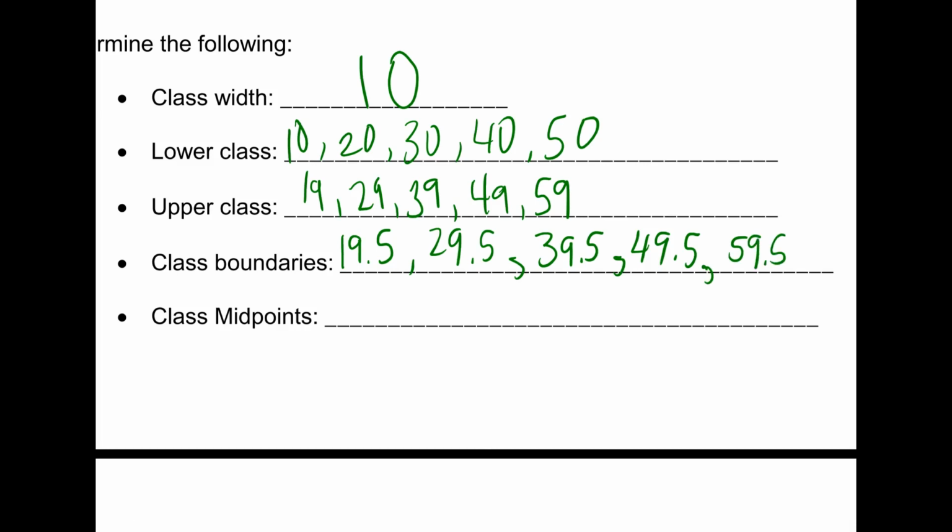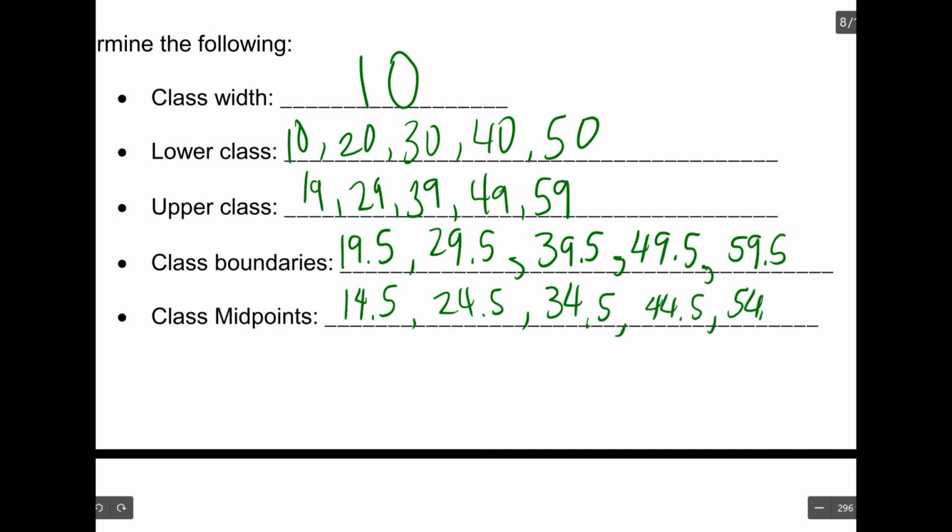And the class midpoints, meaning what's halfway between 10 and 19? It's 14.5. If you add 10 plus 19, you get 29, divided by 2 is 14.5. The class midpoint is the value in the middle of the class and can be found by adding the lower class limit to the upper class limit and dividing the sum by 2. 14.5, 24.5, 34.5, 44.5, and 54.5.